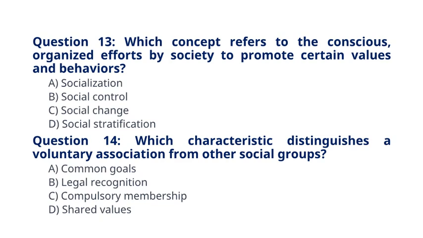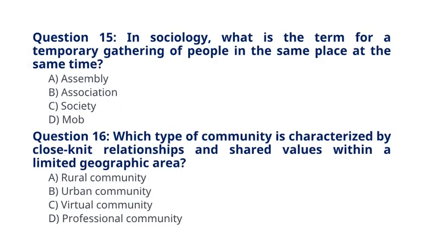Question 14. Which characteristic distinguishes a voluntary association from other social groups? A. Common goals. B. Legal recognition. C. Compulsory membership. D. Shared values. The correct answer for question 14 is option C. Compulsory membership.